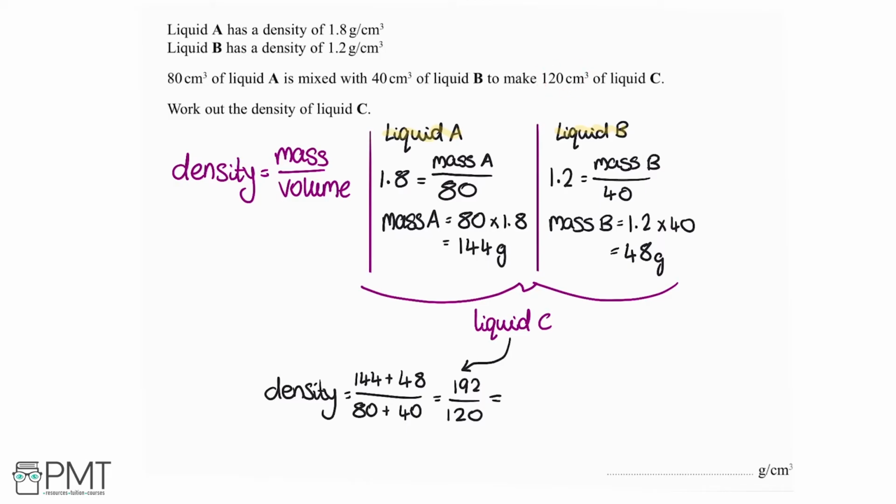So last, if we put this in the calculator, we'll have 192 divided by 120, giving 1.6 grams per centimetre cubed. So 1.6 right here is the final answer. We get 1 mark up here for our working, for looking at liquid A and liquid B as part of liquid C. We get another mark for our working here, to work out the density of liquid C. And the third and final mark if we get the correct answer of 1.6.